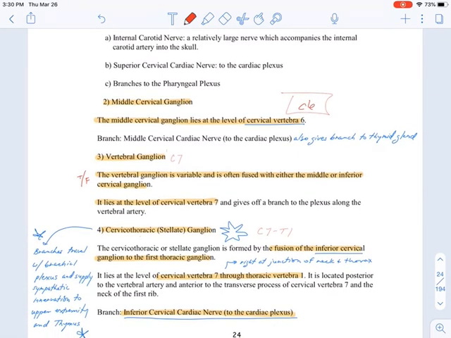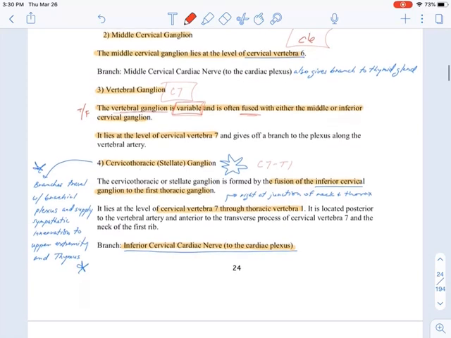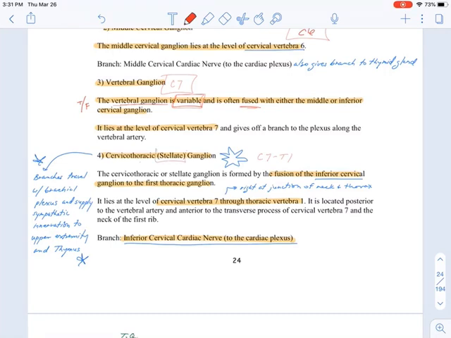We have vertebral ganglion, which is going to be at C7. And then we have a little fact here. Vertebral ganglion is variable and is often fused with either the middle or inferior cervical ganglion. And then we have our cervicothoracic or stellate. Stellate, we're thinking star-shaped ganglion, found from C7 to T1. It's formed via the fusion of the inferior cervical ganglion to the first thoracic ganglion.